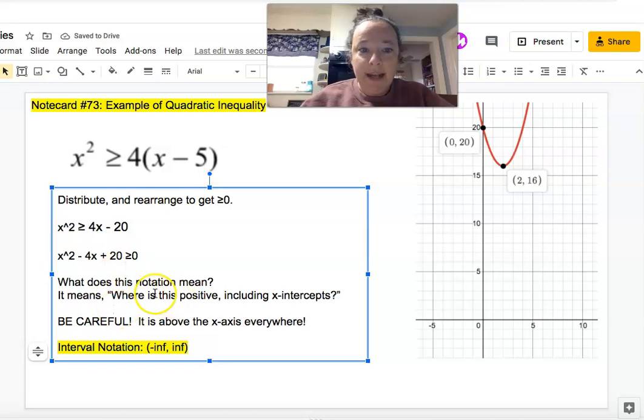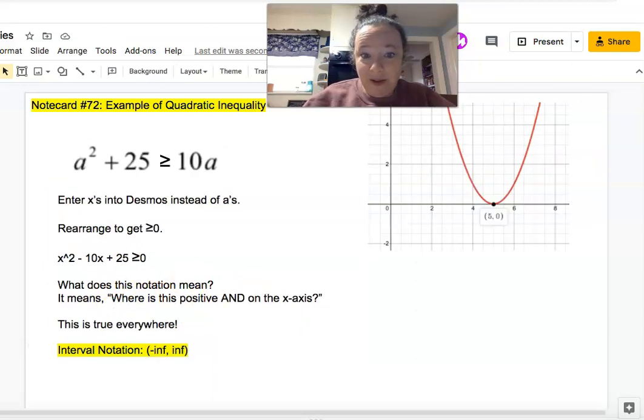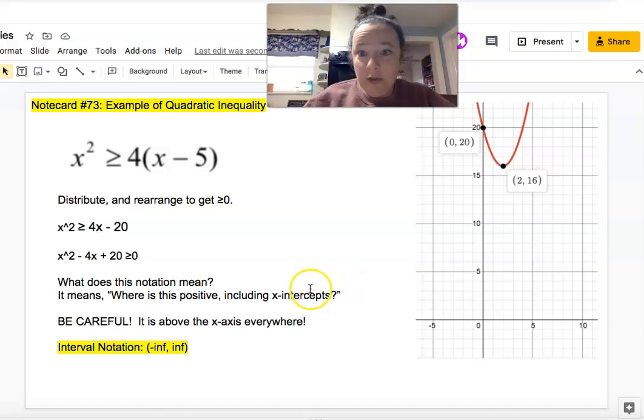And what does that mean? Where is it positive and on the x-axis? So includes the x-intercept. And guys, it doesn't even have x-intercepts. But where is this positive? It's all the time. So it's -infinity to infinity. Now, what if it said, where is it negative? You would say, no solution, that null set, that circle with the line through it. So pause me and finish up note card 73.